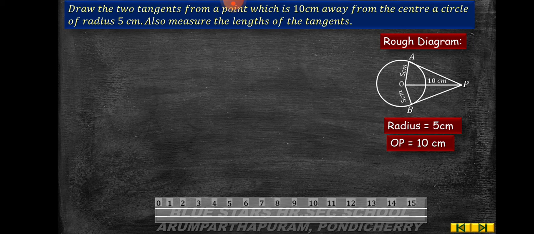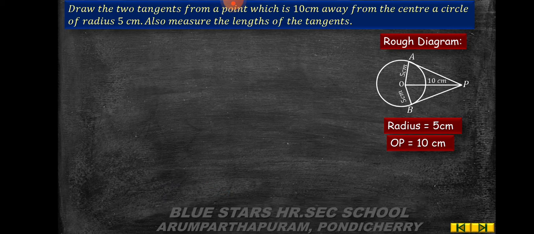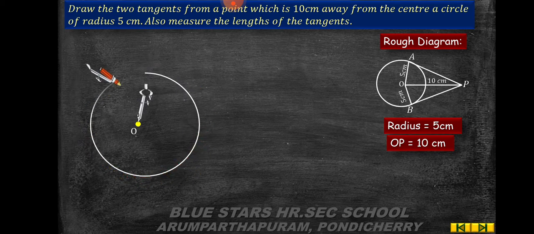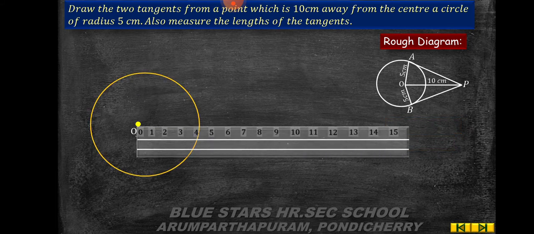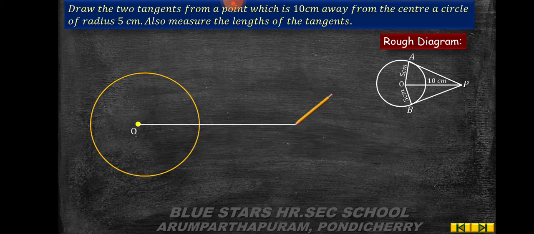Take a ruler and a compass, measure 5 centimeter. With O as center you have to draw a circle of radius 5 centimeter. The next step is you have to take a ruler. Take the scale and draw a line of 10 centimeter from the point O. After drawing the line, that is our line OP which is 10 centimeter.